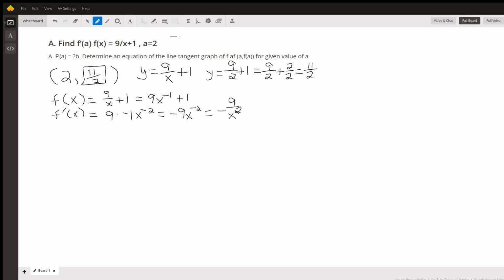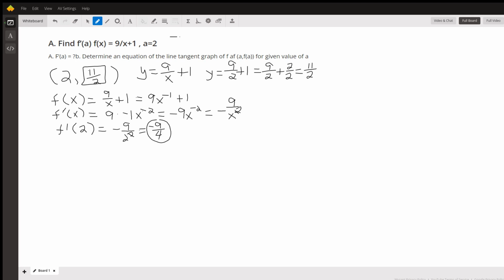I want to find the derivative at 2, so I'm going to put 2 in for x. So I have negative 9 over 2 squared. Sorry, this is sloppy, but it should be negative 9 over 4. So that's the first thing they're asking for: the derivative at a, which is 2, is negative 9 fourths.